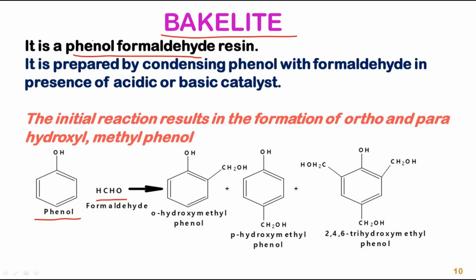These two are treated in the presence of an acid or basic catalyst, and the initial reaction yields hydroxymethyl phenols. See, this is the ortho position of the phenol and this is the hydroxymethyl group. So it is an ortho hydroxymethyl phenol, and this is a para position. It is a para hydroxymethyl phenol, and sometimes we obtain trihydroxymethyl phenol. Here this is the second position of the benzene ring, this is the fourth position, and the sixth position. 2,4,6 trihydroxymethyl phenols are formed.